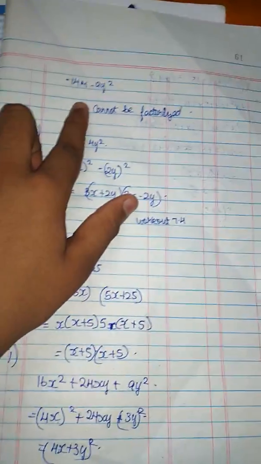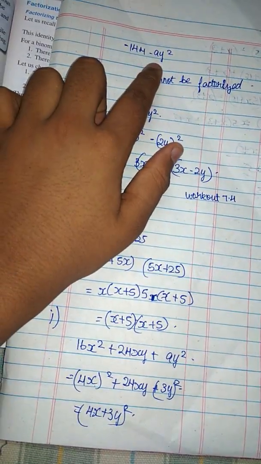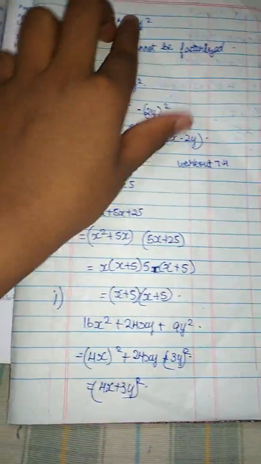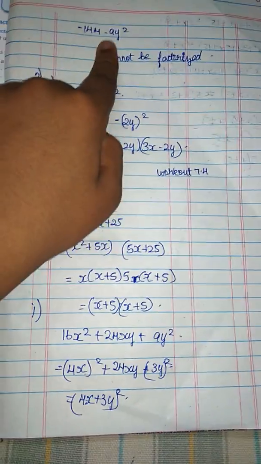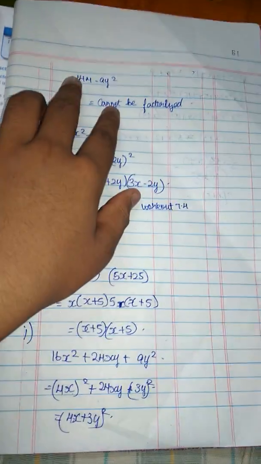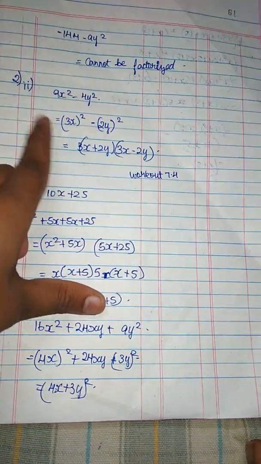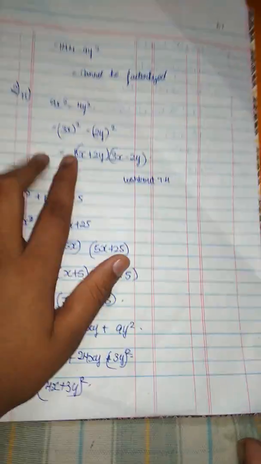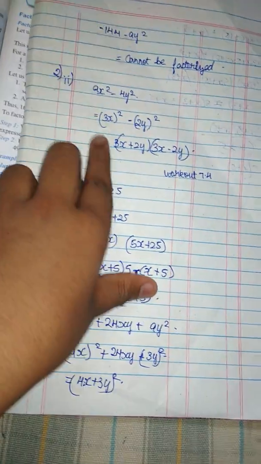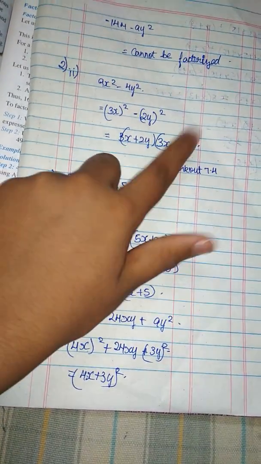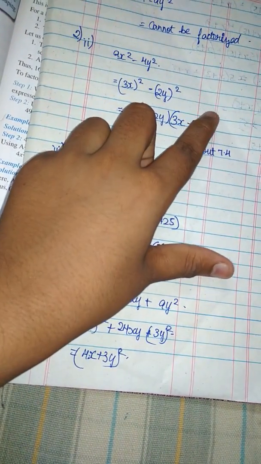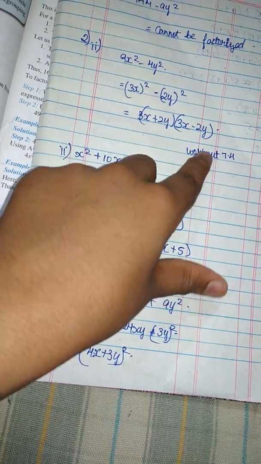And the next sum is minus 144 minus 9y square, which is the third sum of exercise 7.3. As both have a minus symbol, for which there is no identity, you can easily write that it can't be factorized. And on the second, the sum is 9x square minus 4y square. As 9 is 3 square, it is 3x the whole square minus 2y the whole square, and you need to solve by a square minus b square is equal to a plus b into a minus b. So 3x plus 2y into 3x minus 2y.